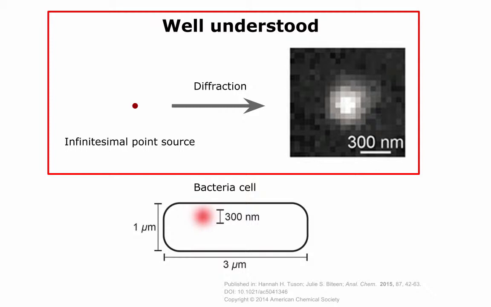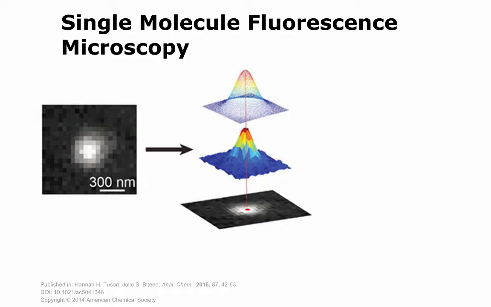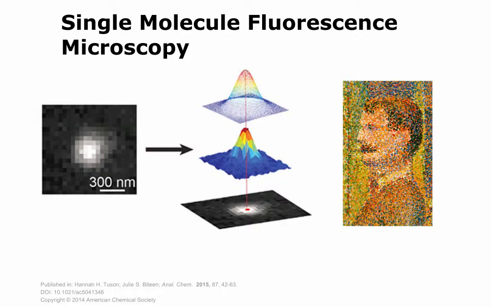And this realization led to the development of single molecule fluorescence microscopy. By looking at just one single fluorescent molecule at a time, understanding how diffraction blurs that image, and some clever mathematics, those scientists realized that they could locate where that single fluorescent molecule was with very high precision, even surpassing the limitation imposed by diffraction. Then to make an entire image, they just repeat that procedure one molecule at a time until the entire image is complete, analogous to pointillist paintings.